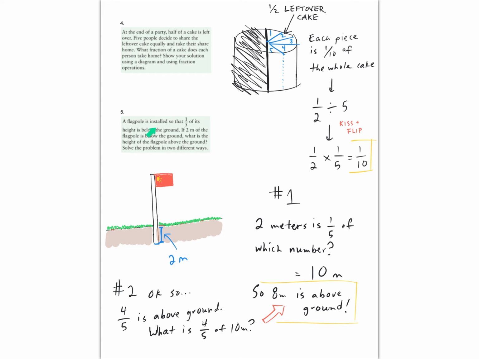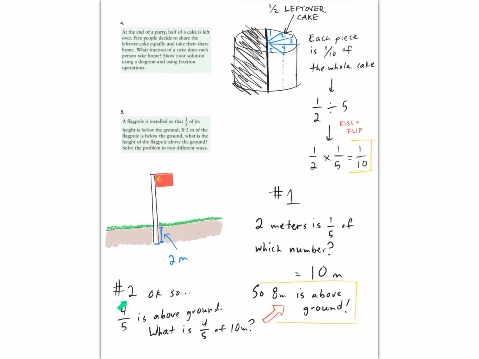Number 5, a flagpole is installed so that 1/5 of its height is below the ground. If 2 meters of the flagpole is below ground, what is the height of the flagpole above ground? So we're trying to figure out from the top here down to the grass here, how far is that? And we know that it's 2 meters underground. So 1/5 of its height is below ground. So 2 meters is 1/5 of which number? So the answer is 10, right? 1/5 of 10 is 2.